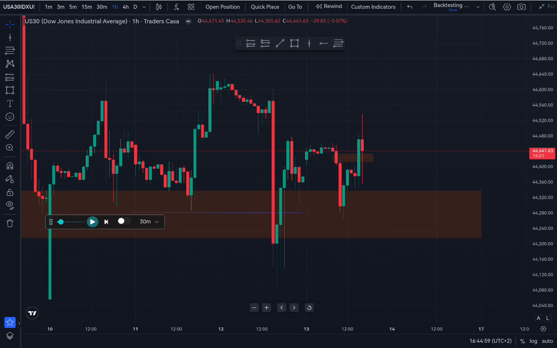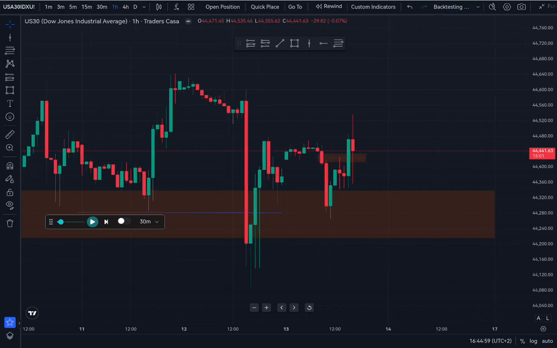Nice push, beautiful push to the upside. That's a market structure shift, bullish, right there, closure above this. And yeah, that was a nice push. Let's go to the 5-minute.